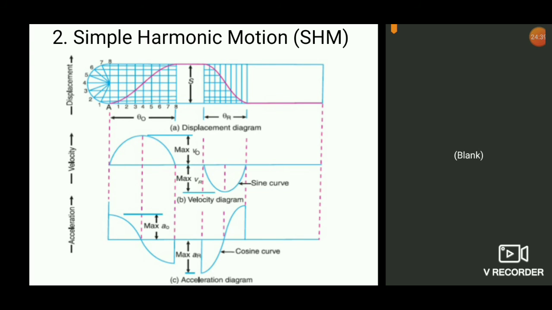Theta O means the angle for the outward stroke, theta R means the angle for the return stroke, and theta D is the angle for the dwell period. You can see it falling down again with SHM, and the remaining period is dwell again. The whole diagram is for 360 degrees of rotation of the cam.